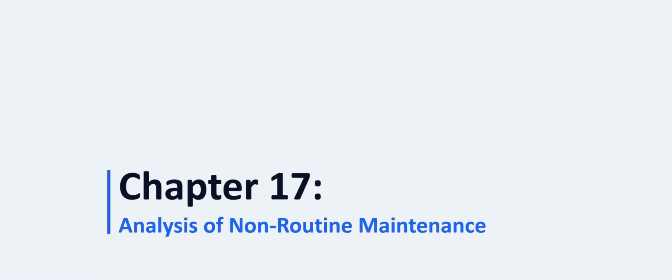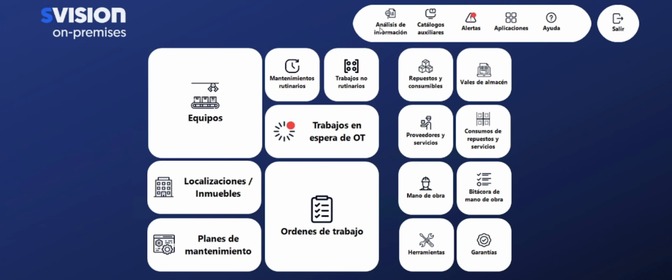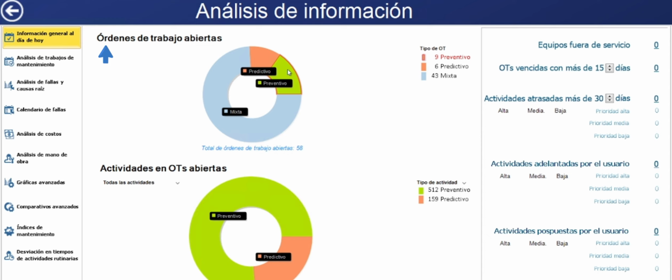Chapter 17, Analysis of Non-Routine Maintenance. Within the Information Analysis module, you will have access to detailed graphs and reports that display the time worked or reported by maintenance personnel in a specific period. This will allow you to visually and effectively evaluate the performance and distribution of efforts in assigned tasks.